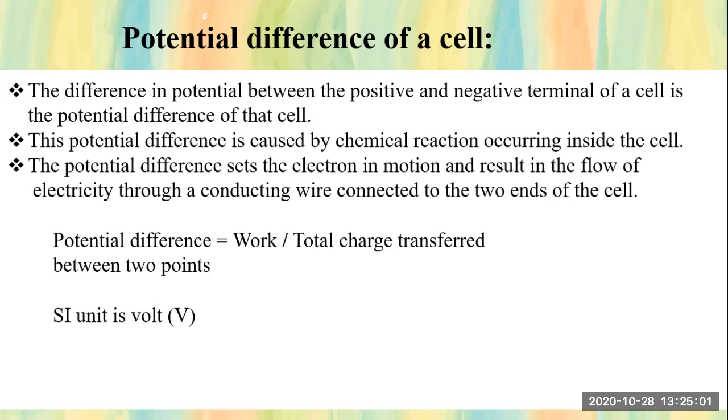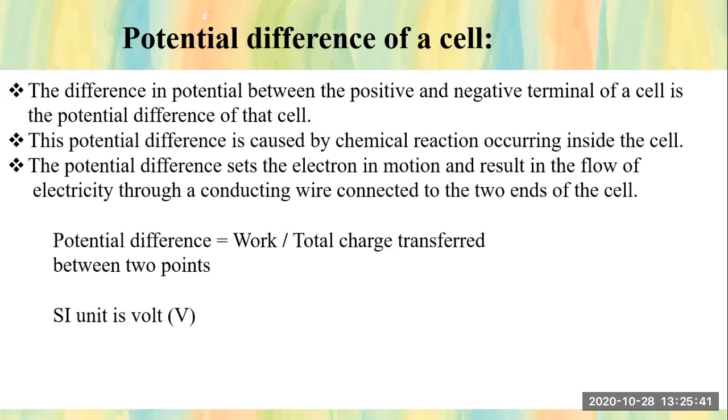Potential difference between two points equals work divided by total charge transferred. Work is the amount of work done by the electrons which are flowing, divided by the total charge transferred. How much charge is getting transferred in the conducting wire? That is nothing but the potential difference of that cell. Okay, now what will be the SI unit of that? SI unit of potential difference is volt. And what will be the symbol of it? It will be capital V.